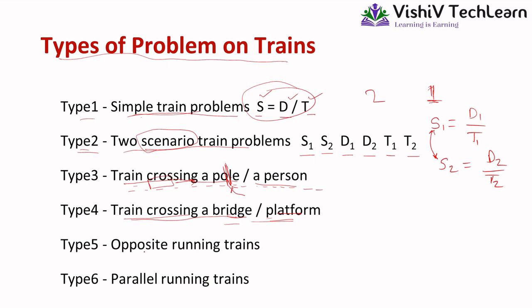Then type 5 is opposite running trains. There will be two trains running opposite to each other. And type 6 is parallel running trains. Again in this case also we will have two trains, but both are running in the same direction. We will see this in detail during the problems.